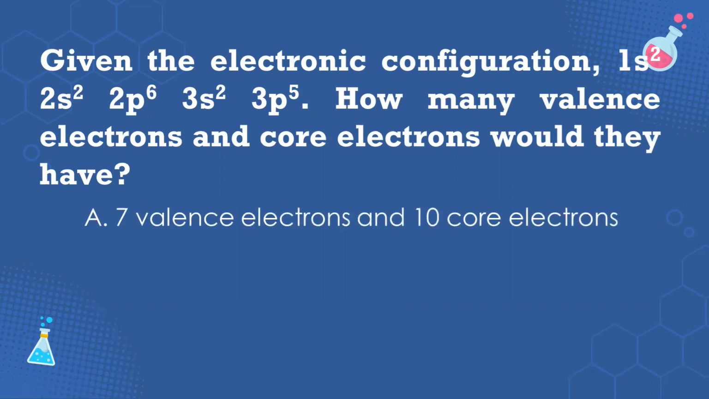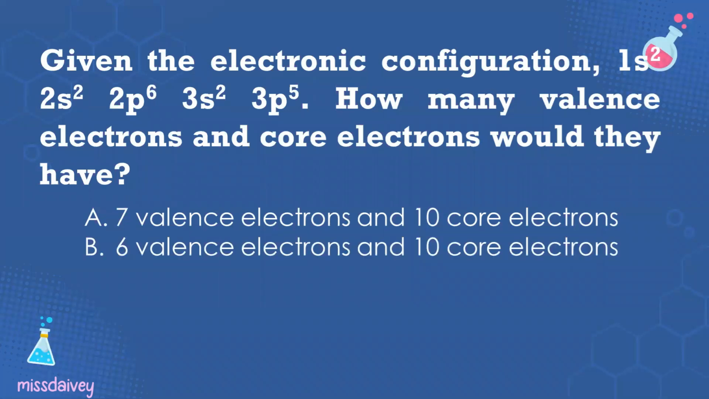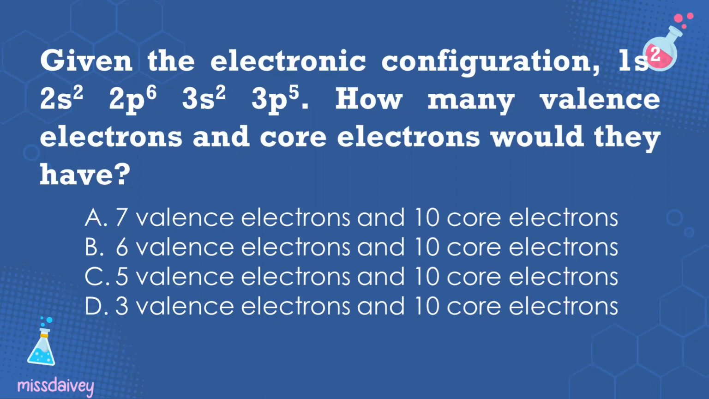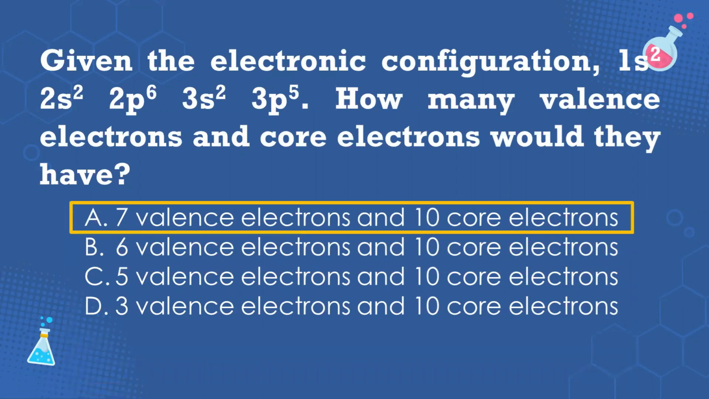A. 7 valence electrons and 10 core electrons. B. 6 valence electrons and 10 core electrons. C. 5 valence electrons and 10 core electrons. D. 3 valence electrons and 10 core electrons. The correct answer is A. 7 valence electrons and 10 core electrons.